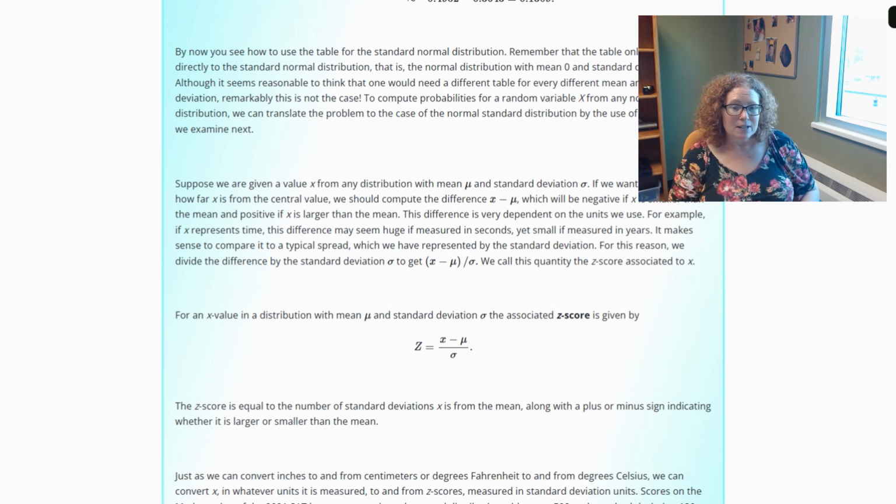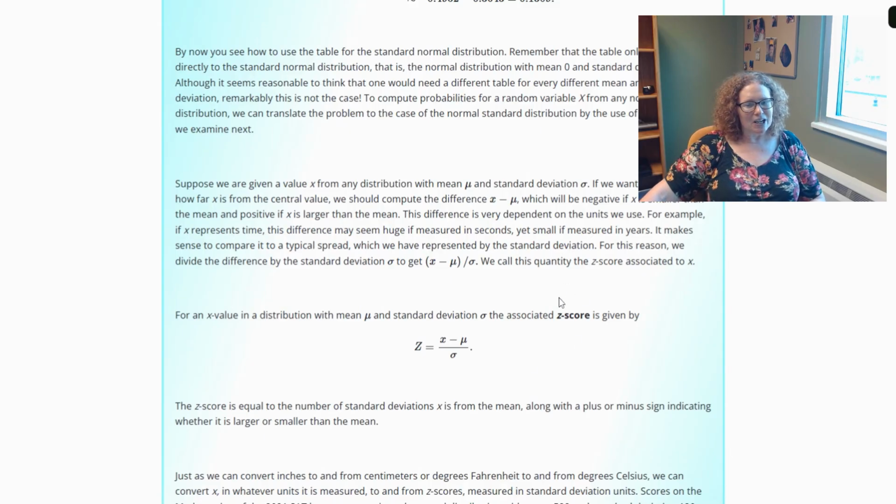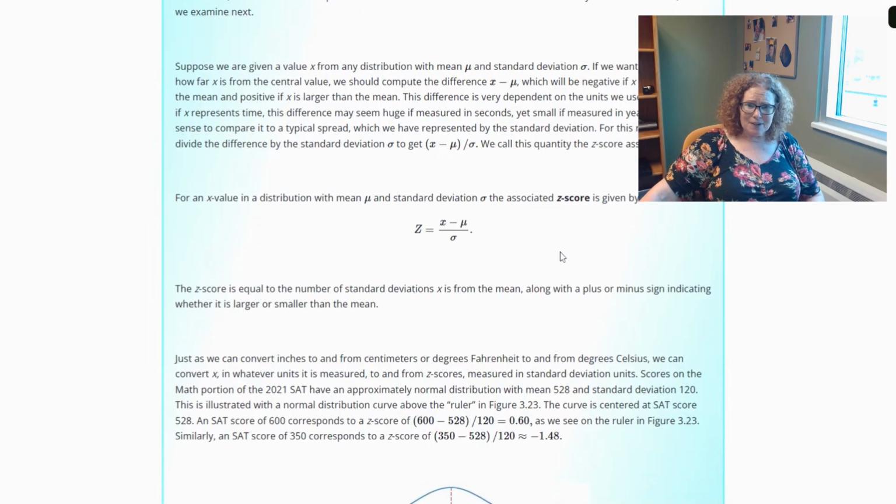Also, if in your answers you know what the sign is supposed to be, then you'll be able to figure out whether it is negative or positive. So, for example, we would look at a typical spread that we have represented by the standard deviation. We're going to divide the difference of x minus the mean by the standard deviation, and then we call this the z-score associated to x.